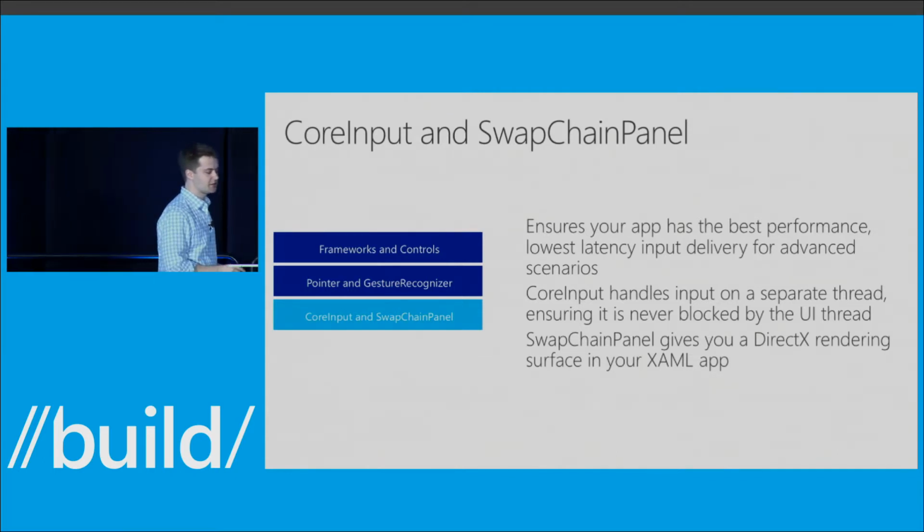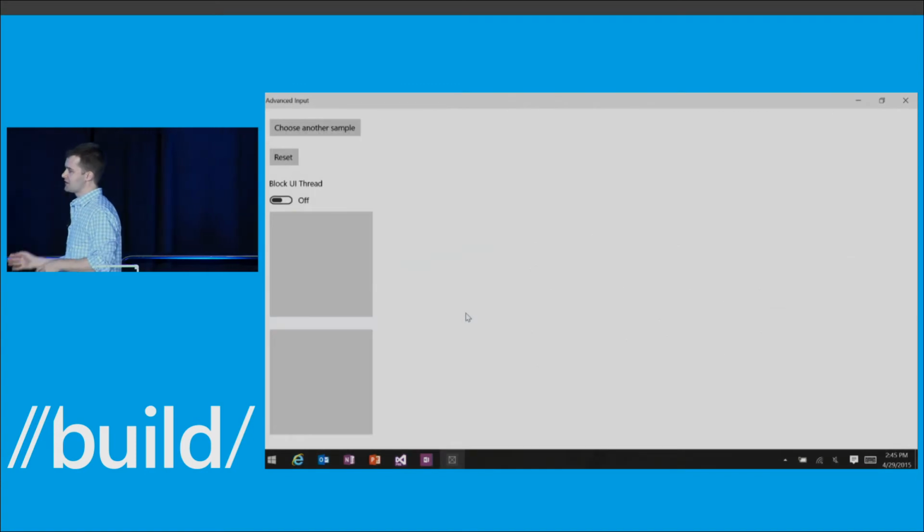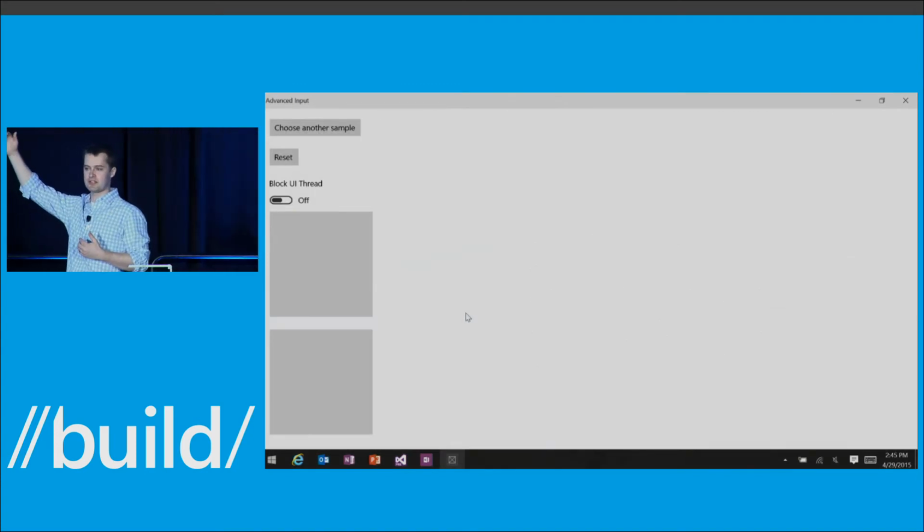And so we'll show you a sample that recreates the last two that we showed you, but uses CoreInput and swap chain panels behind the scenes. We're also, I should say, using Win2D here. This isn't a talk about rendering, so we're not going to show you 2,000 lines of DirectX code.